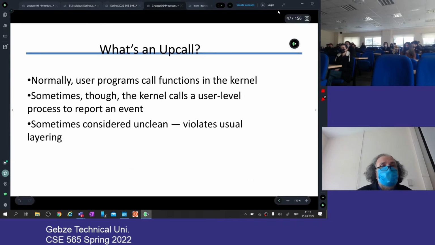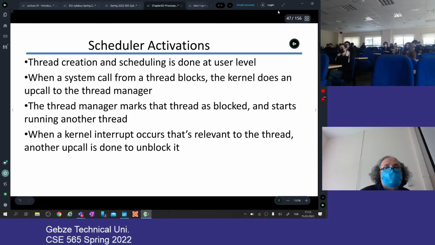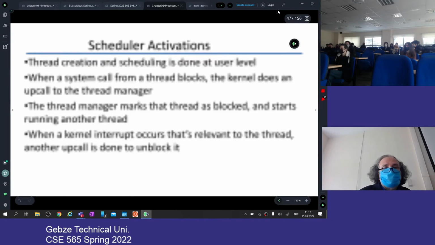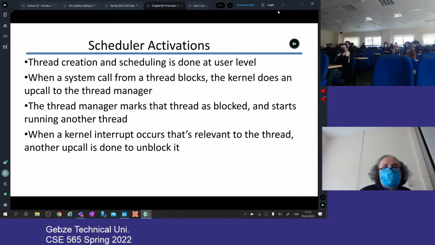Okay. So normal user programs call functions in the kernel. Sometimes the kernel calls a user level process to report an event. Some people don't like this. This usually violates the layering approach. This is called the scheduler activations or up calls. I am not going to talk much about it, but this is a way of solving problems with blocking system calls. We will come to this problem, blocking system calls.